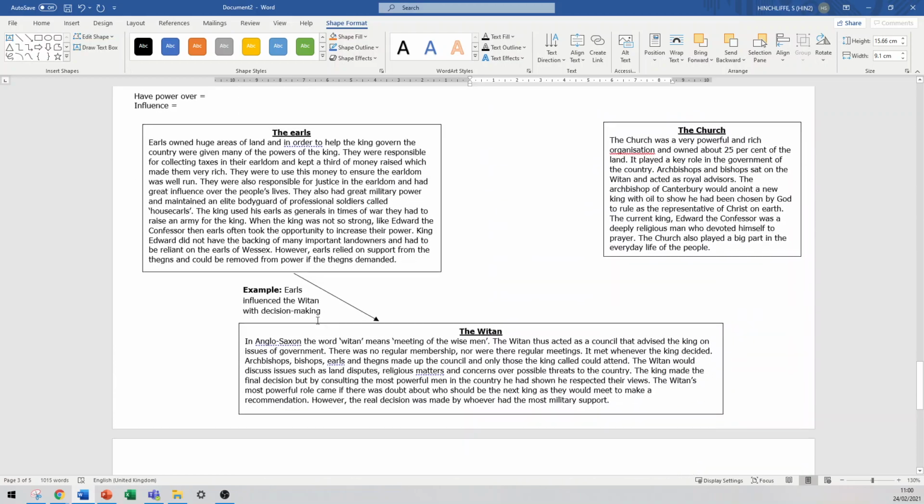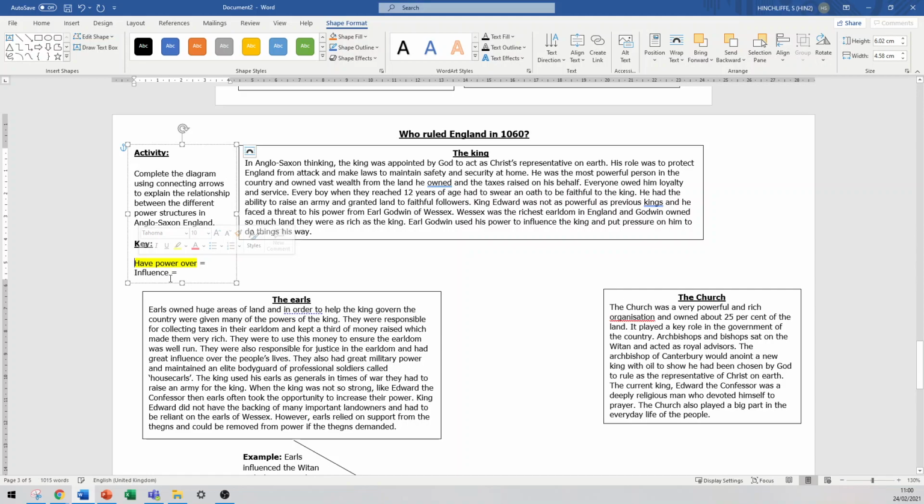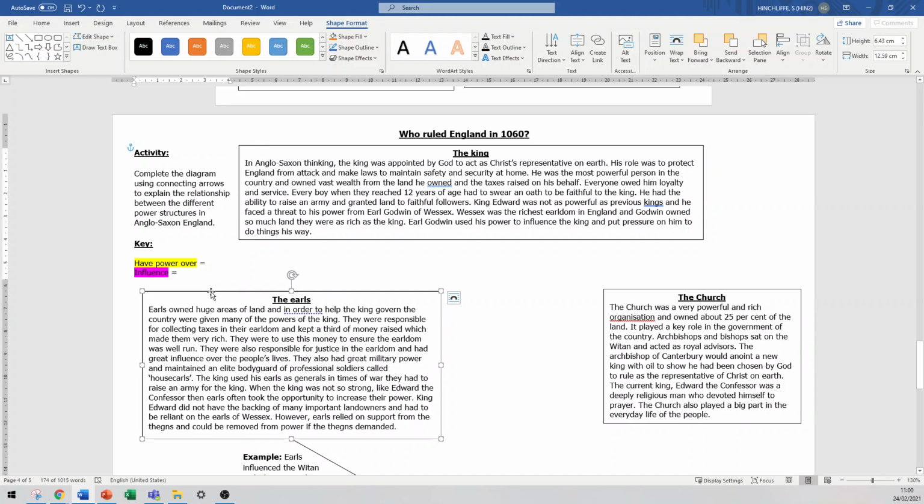This is the last activity we're looking at here. We need to know who has power and who has influence in England in the 1060s in Anglo-Saxon society. To have power over something is to have control. You're in charge, you're the leader. To have influence, though, is not necessarily having power, but you dictate decisions. You are able to change the way that someone thinks. So it's really important to know who has what. What I suggest you do is highlight these two: power and influence.